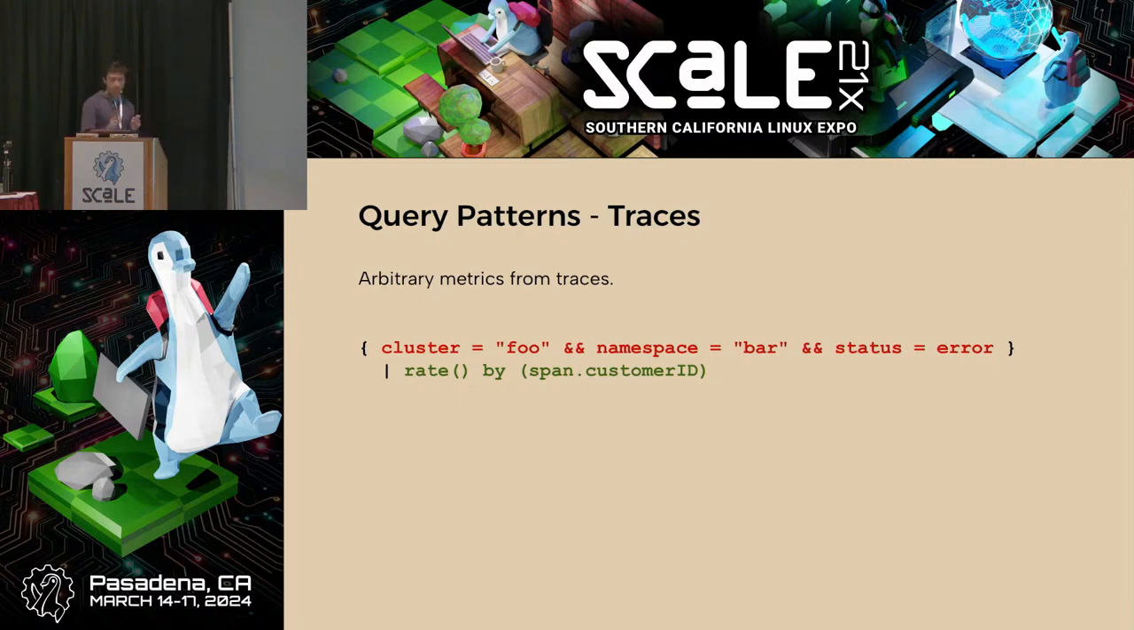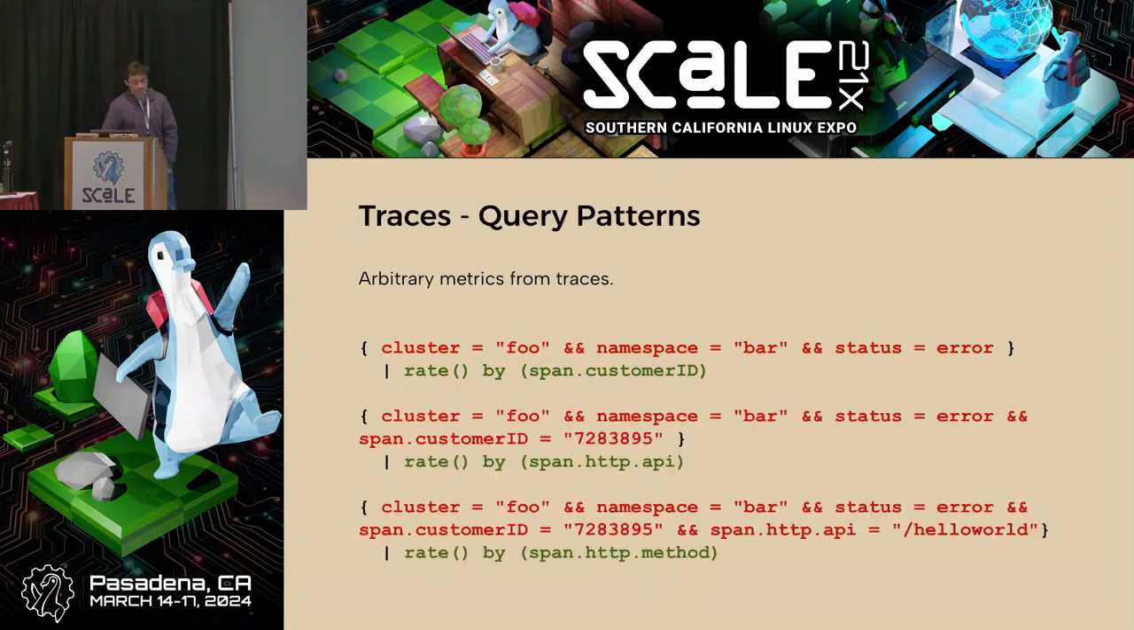Here we're finding all error traces from the cluster and namespace, and then using a rate function to generate metrics grouped by tenant. This is very powerful. It gives error trends for each customer. From here, I can look at that generated metric and find the customer that's been having the most errors. Then I can include that customer ID in my selectors, and rate by a different label, group by a different label, and find metrics based on that. Now I'm seeing all HTTP API endpoints for a given customer ID and the trend of errors over time for that particular endpoint. Once I find the problematic API endpoint, I can group again by a different label, and keep doing this until I find the right combination of labels that's triggering the errors.